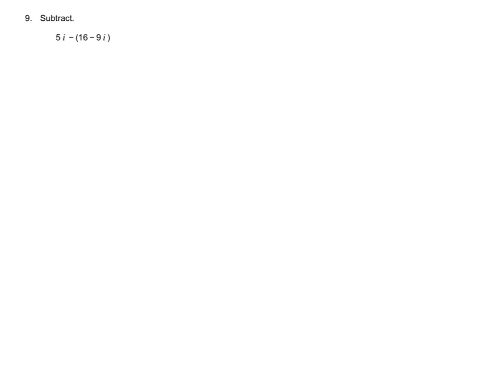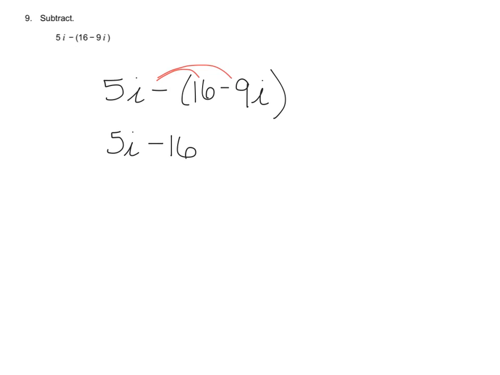Question 9. Subtract 5i minus 16 minus 9i. Since we're subtracting, we'll need to distribute that negative sign to each term in parentheses. So this becomes 5i minus 16 plus 9i. That's because a negative times a negative gives me a positive. So that's why I have that positive 9i.